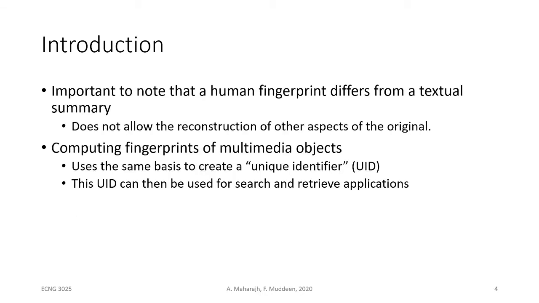Now, a human fingerprint differs from any textual summary, and it doesn't allow for reconstruction of other aspects of the original. Applying this fingerprint idea to multimedia objects, it is formed on the same basis: the fingerprint is a unique identifier. So this is the only fingerprint for this particular song or audio, and it cannot be the same as that of any other audio. And once we have this unique identifier, we can use it for search and retrieval applications, because it makes this process easier.